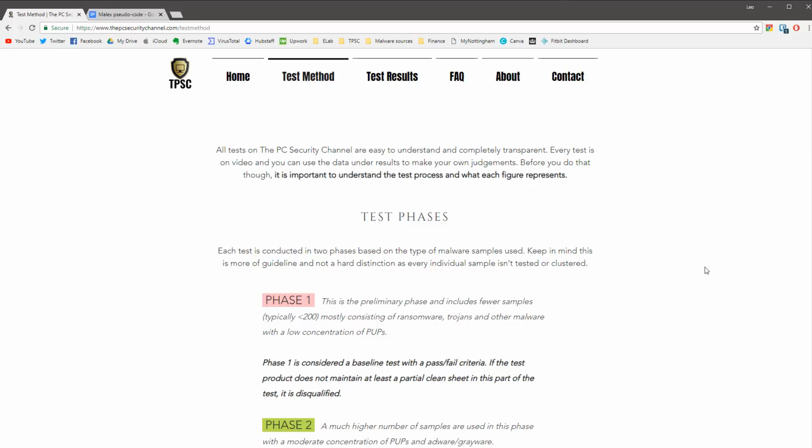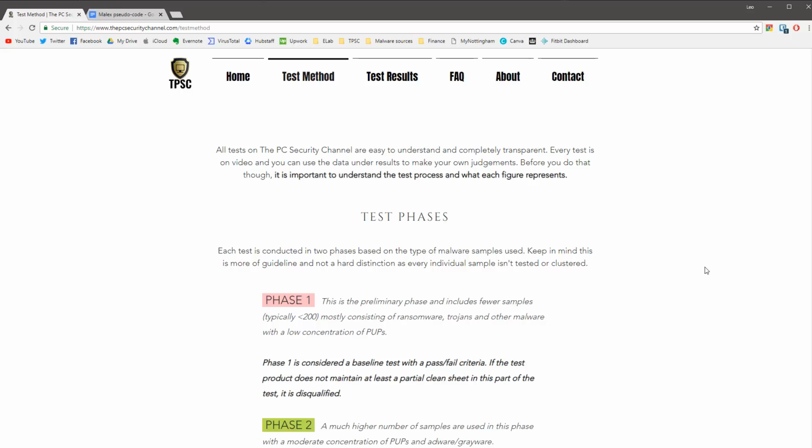So first of all, I'm doing all of these new tests in two phases. Phase one is a baseline test, and the purpose of it is essentially to eliminate a lot of poor performing products, so we don't have to spend a lot of time just to find out that something failed at something very basic. And given the time constraint the new testing method takes, this is actually a very useful tool.